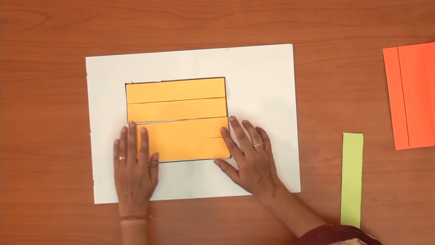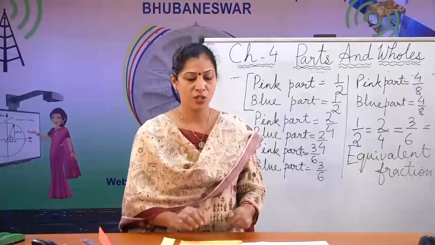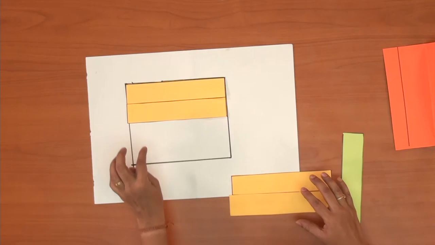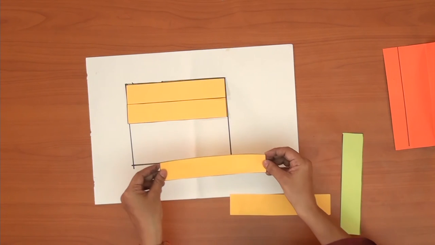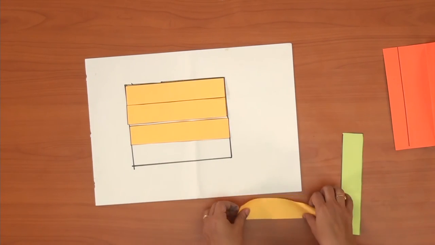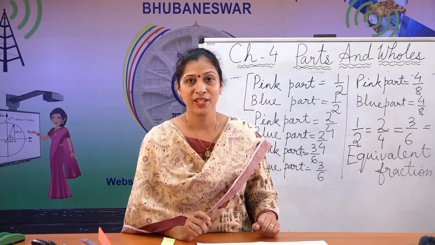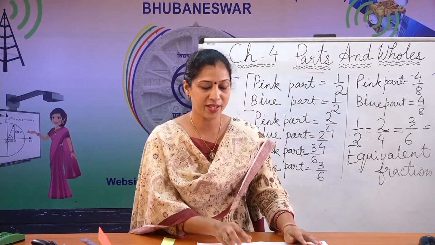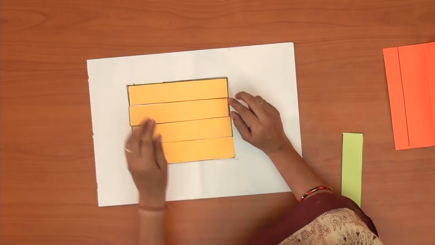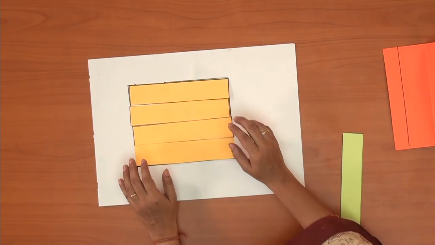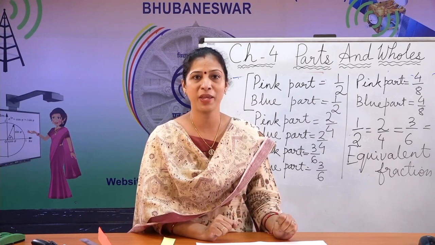Now, this is a rectangle. If I remove this, I have removed half of the figure. So, can you tell me how many 1/4 will make a half? Yes, you are correct. 1 and 2. 2 1/4 will make a half. You just have to find out what one part of it is. It is 1/4. So if you join 2 1/4, it will be exactly half of the rectangle. So how many 1/4? 2 1/4 will make a half.